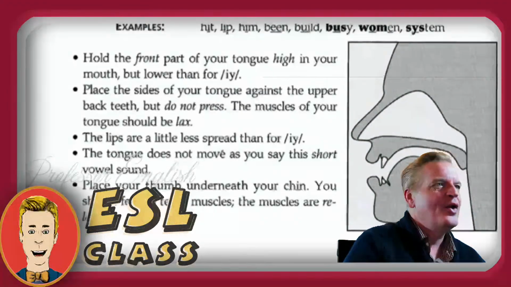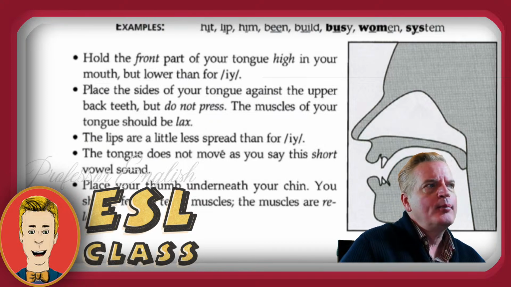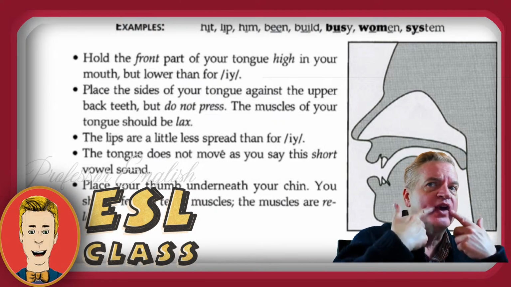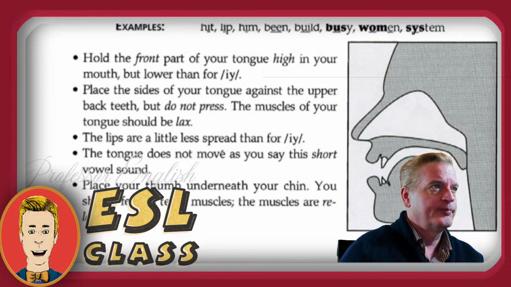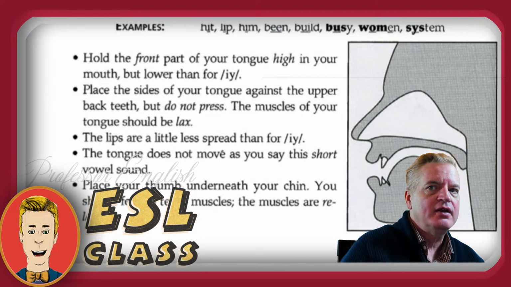Okay, let's see. Hold the front part of your tongue high in your mouth, but lower than for E. Place the sides of your tongue against the upper back teeth, but do not press. Okay, so your tongue is very relaxed. It's touching your teeth. No pressing, no moving. The muscles of your tongue should be lax. That means relaxed. The lips are a little less spread than for E. So you have E, and then you have I.